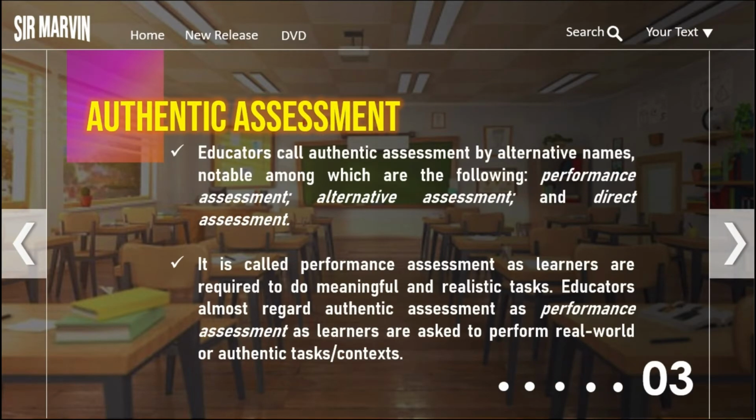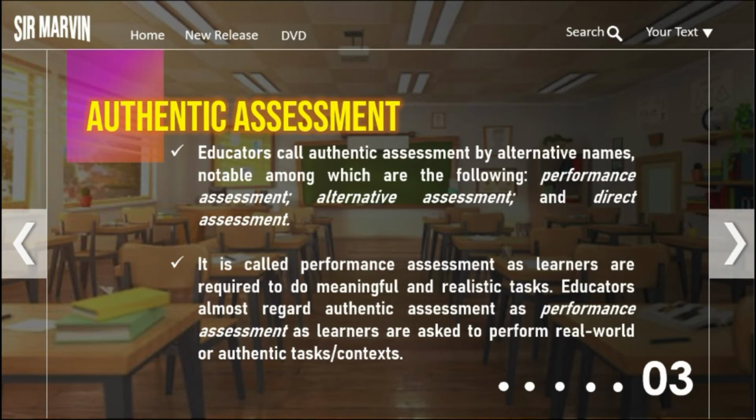Okay, educators call authentic assessment by alternative names, notable among which are the following: performance assessment, alternative assessment, and direct assessments. So ito yung mga other terms na tawag sa authentic assessment. It is called performance assessment as learners are required to do meaningful and realistic tasks. Educators almost regard authentic assessment as performance assessment as learners are asked to perform a real-world or authentic task or context. So ang common term sa authentic assessment ay performance assessment.